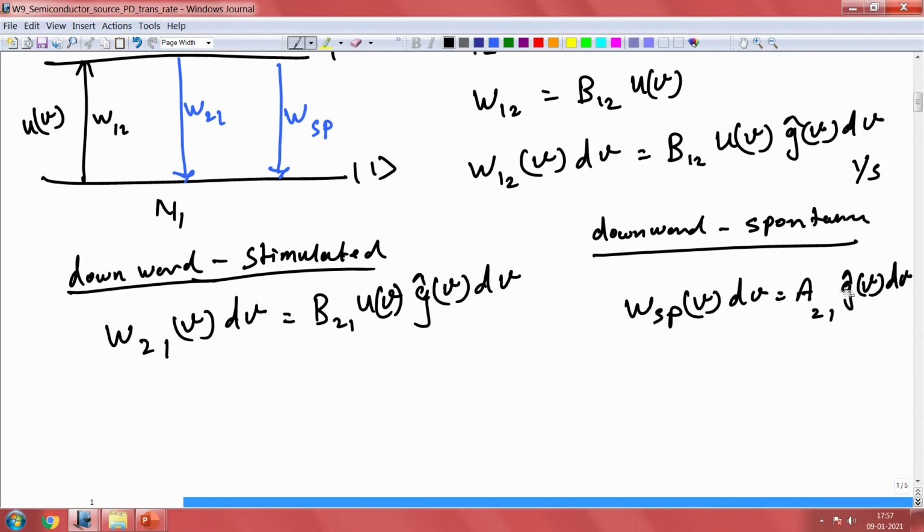All right. So, let me write it closer. A21 g of nu. So, this is our spontaneous emission, that is independent of the energy density of the radiation, right. So, the transition function here is the line shape that we have for this. All right. So, the A and B here are nothing but the Einstein coefficients, right.